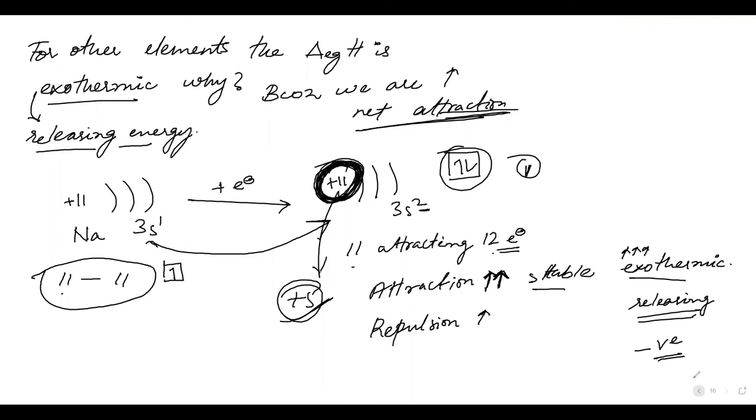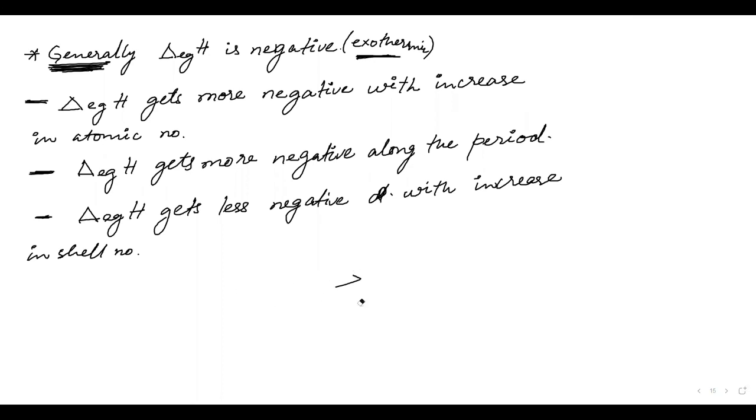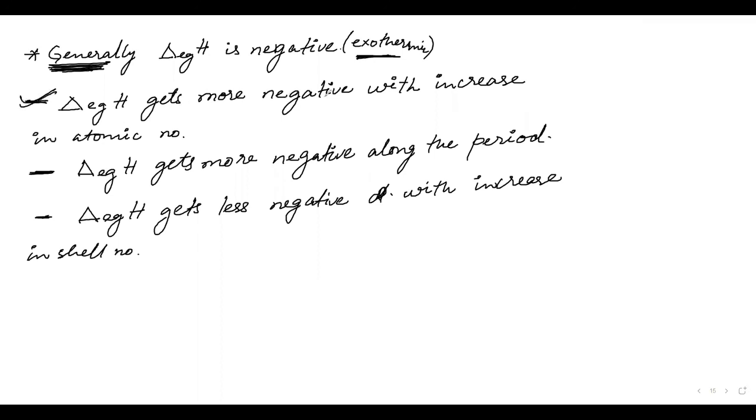If it is releasing more and more energy, that means the energy's value will be more and more negative. See, energy released, in terms of only the values: if it is released, it is negative. More released, more negative. Less released, less negative. So we are done with this one. It gets more negative with increase in atomic number, and we also know atomic number increases in a period. So we are done with this statement.